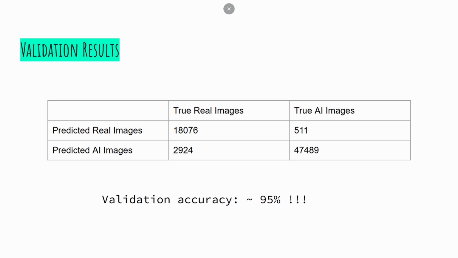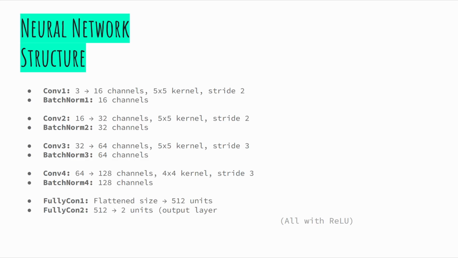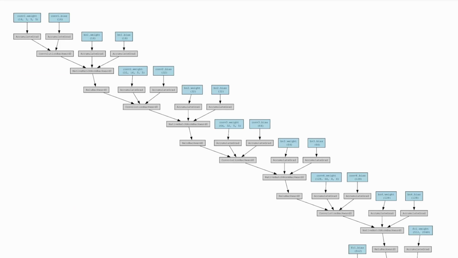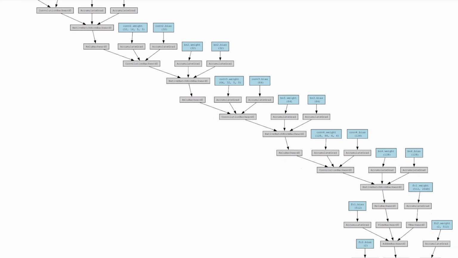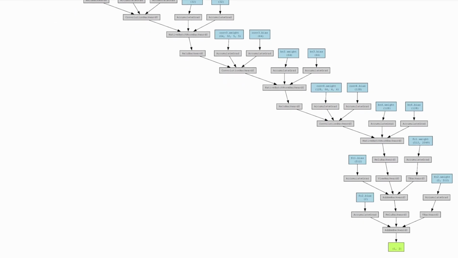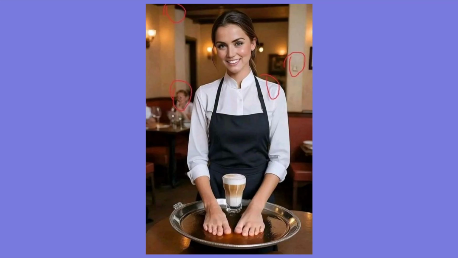My chosen approach was bring your own method. So I tried to create my own neural network for this. My network has four convolutional layers and two fully connected layers. But the trick wasn't in this structure, it was about optimizing it. I focused on spotting tiny details that give AI images away, like inconsistent pixels in the backgrounds.